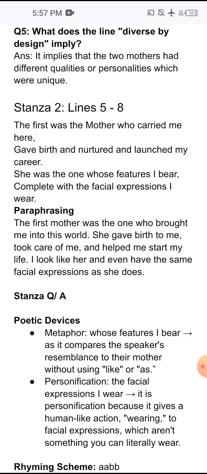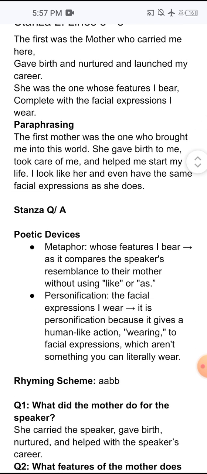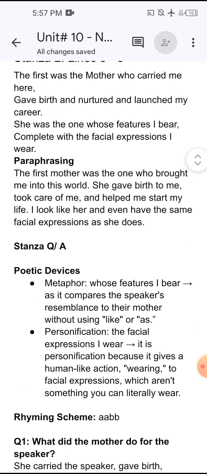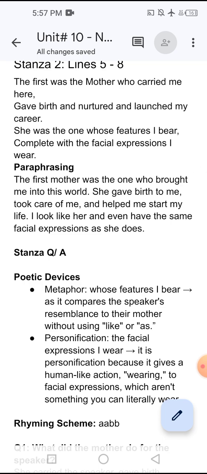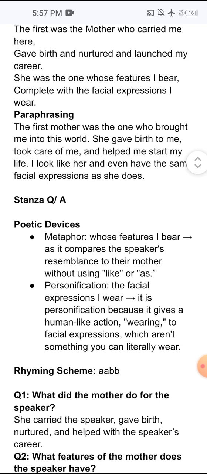Paraphrasing. The first mother was the one who brought me into this world. She gave birth to me, took care of me, and helped me start my life. I look like her and even have the same facial expressions as she does. Now question answers. Poetic devices. First is metaphor, 'whose features I bear', as it compares the speaker's resemblance to their mother without using like or as. So this is metaphor.